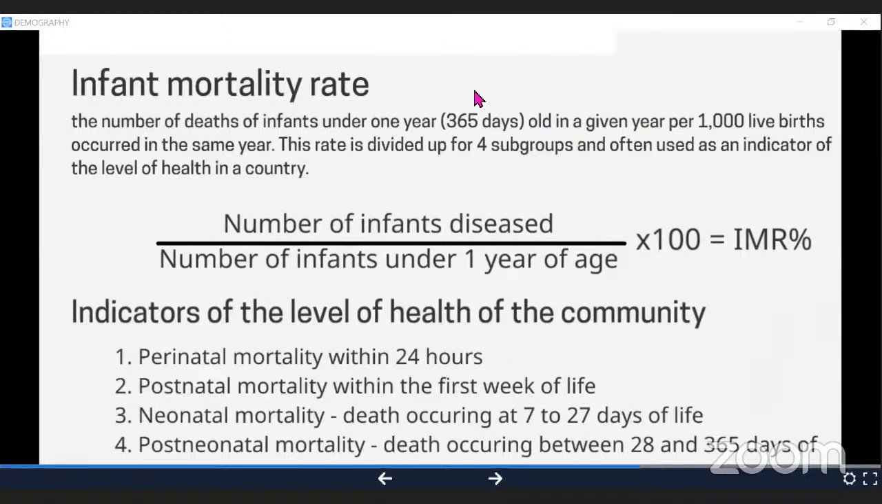So there are different indicators for infant mortality. One is perinatal mortality, within 24 hours. The second is postnatal mortality, within the first week of life. Neonatal mortality, death occurring at 7 to 27 days of life. And post-neonatal mortality, death occurring between 28 and 365 days of life. So know the following definitions.